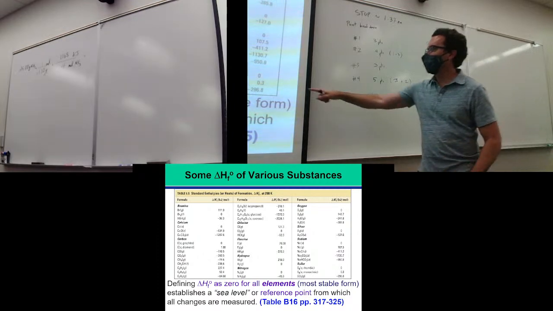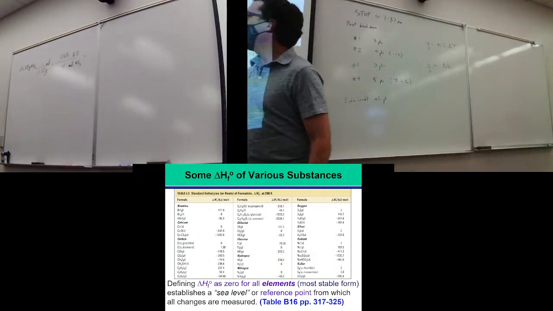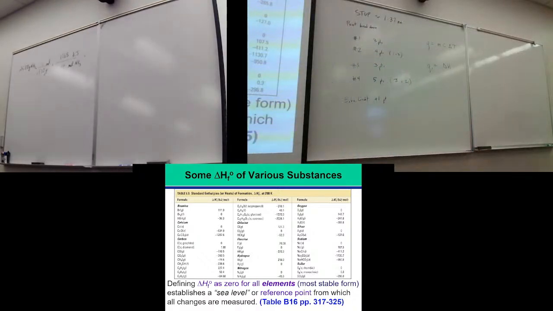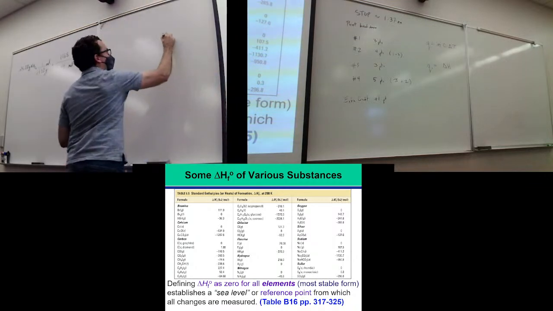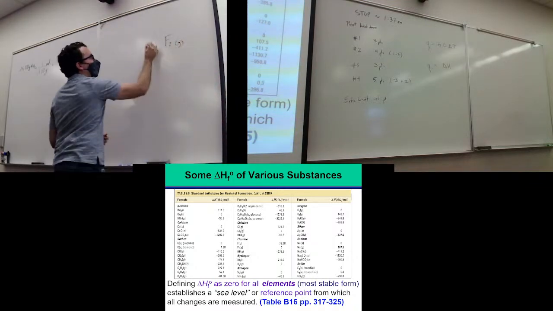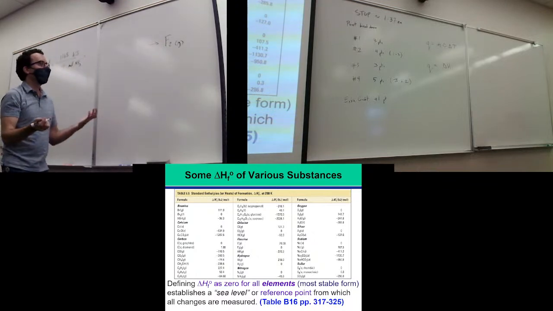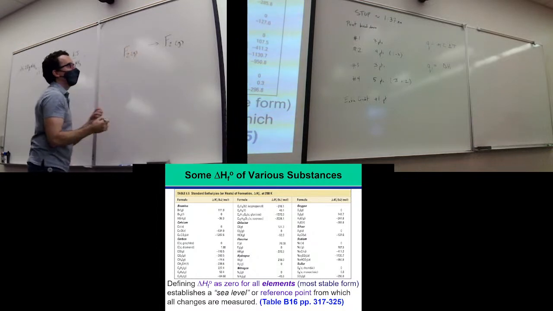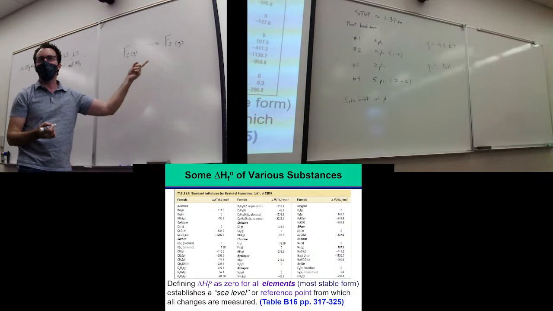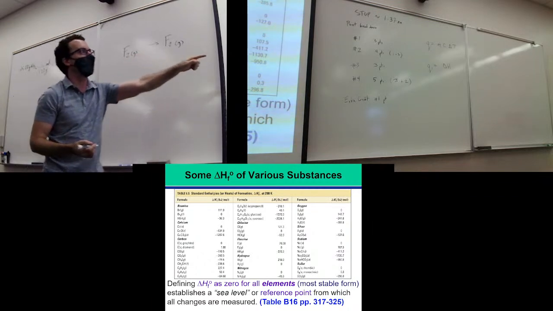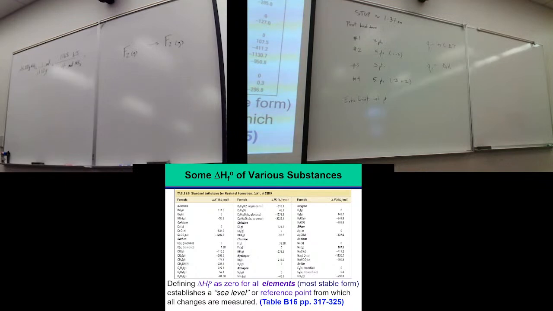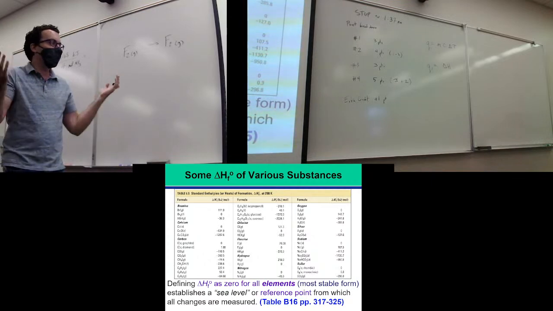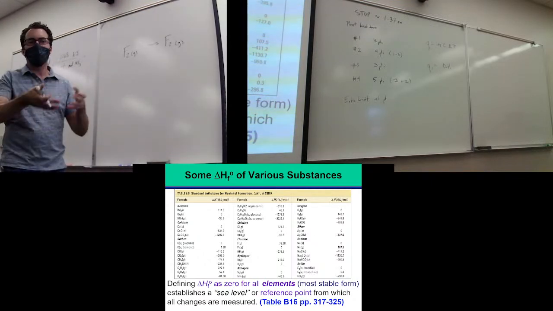Now notice there's a lot of zeros in here. And that's because think about what a formation reaction would look like for something like F2. So the formation reaction for F2, how do you make F2 from its elements? Well, the only element in there is fluorine, and the elemental form of fluorine is F2. There's nothing happening here. And that's why the delta H of this formation reaction is 0. So any element that's in this table has a delta H formation of 0. Because you can't make an element from its elements.